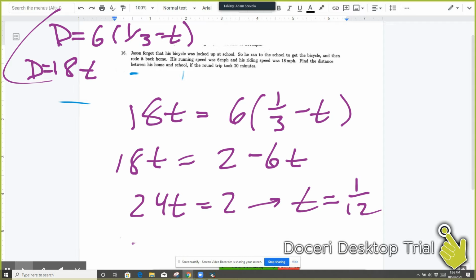So 1/12 of an hour, so that's about 5 minutes. So he spent about 5 minutes riding his bike and 15 minutes running. And that's it. And it kind of makes sense that this has a 1-to-3 ratio because the rates had a 1-to-3 ratio as well.